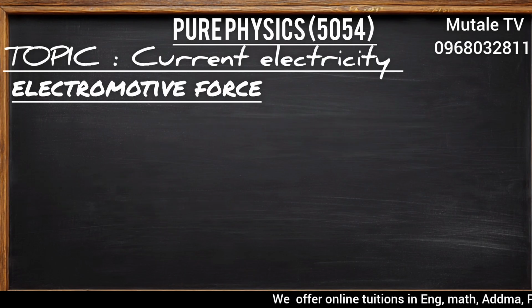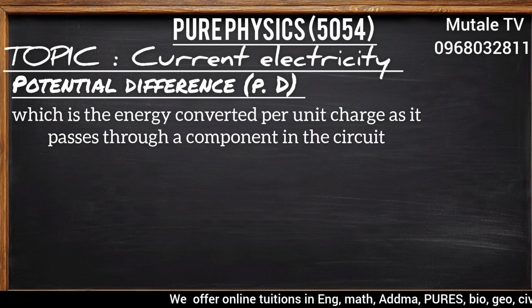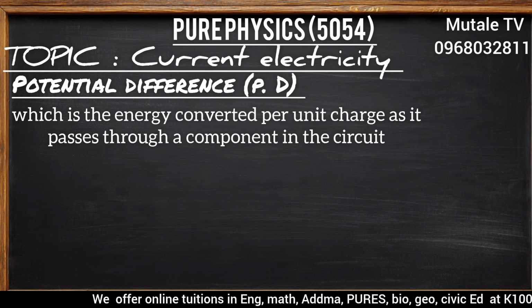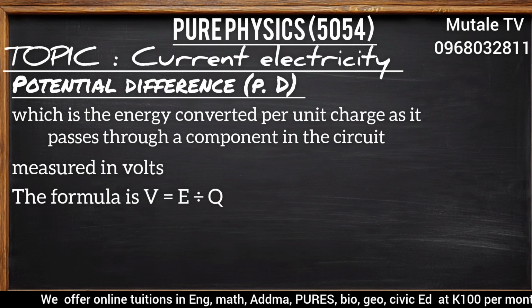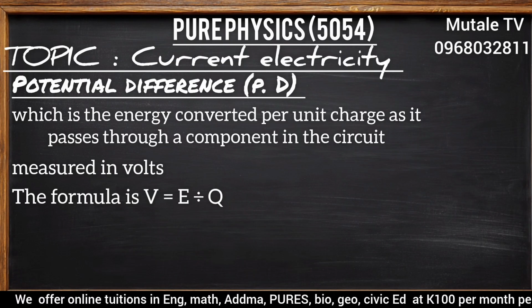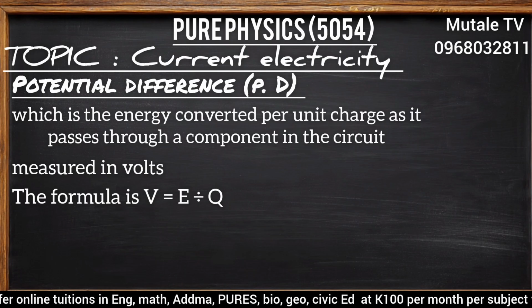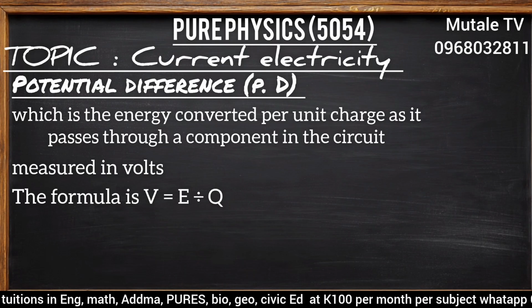Alright, so the other thing which is similar to EMF is what we call the potential difference, or PD. By definition, potential difference is the energy converted by unit charge as it passes through a component in the circuit. It's also measured in volts. So the formula is voltage equals capital E divided by capital Q, where E is the energy converted to other forms within that specific component, and Q is the charge flowing through it.